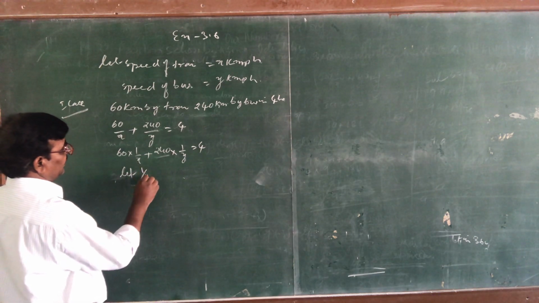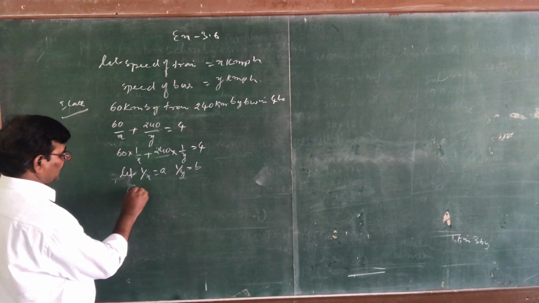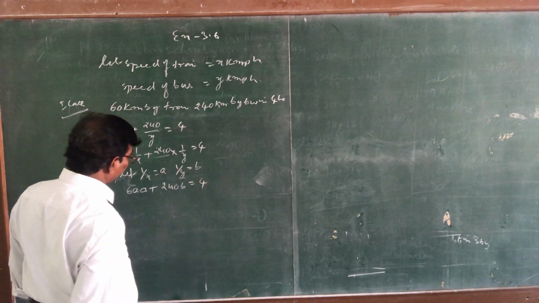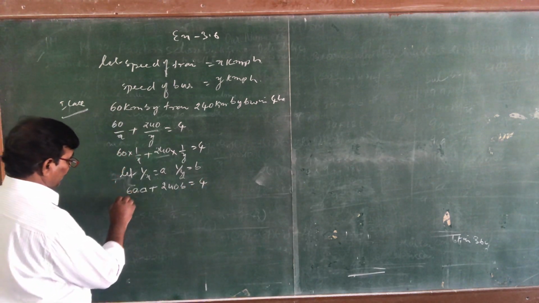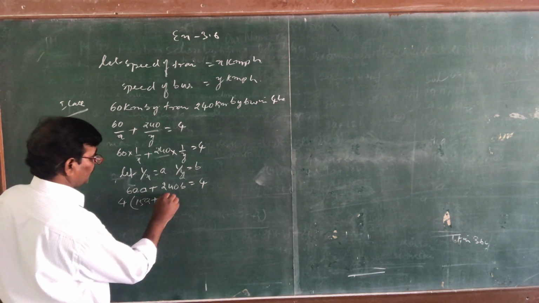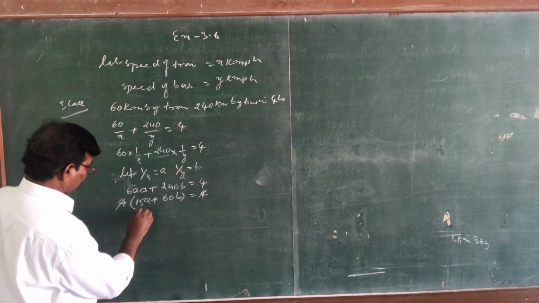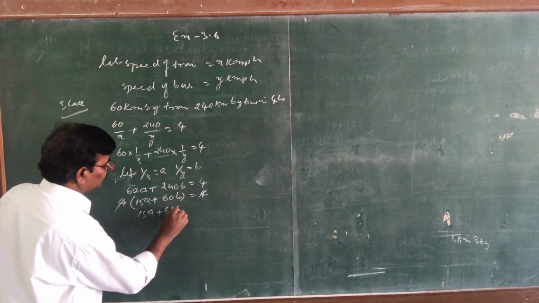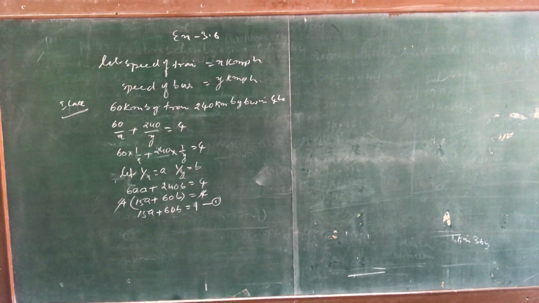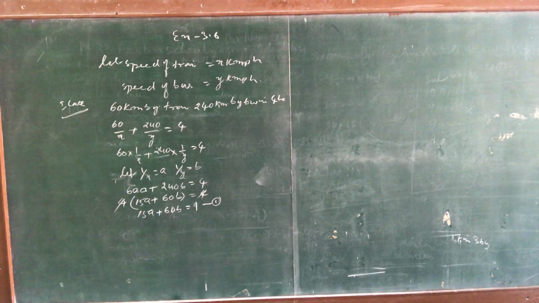Let 1 by x be a and 1 by y be b. So 60a plus 240b is equal to 4. Reduce this equation by taking 4 common: 15a plus 60b is equal to 4, 4 ones are 4 ones. So 15a plus 60b is equal to 1. It is the first equation. Same like this, we have to frame another equation also.